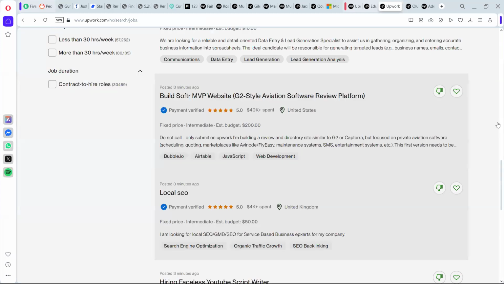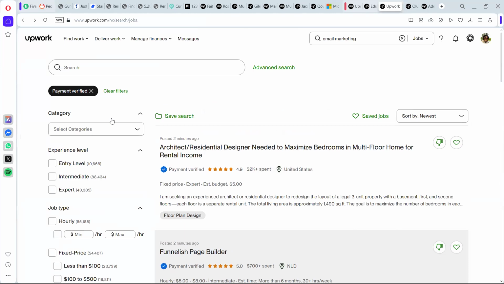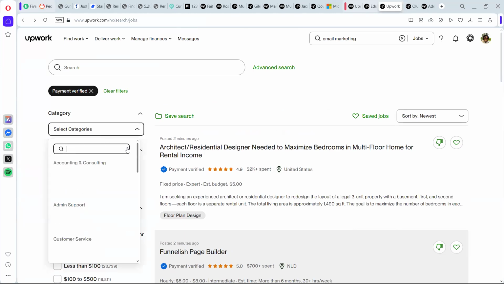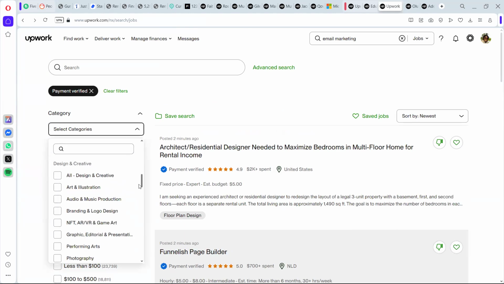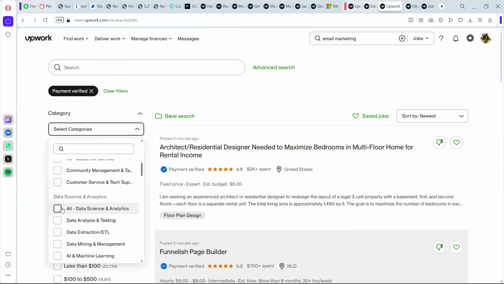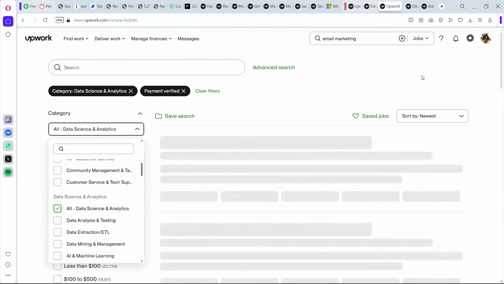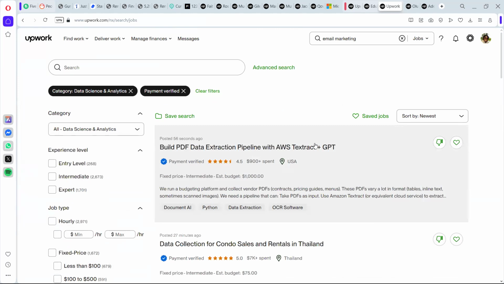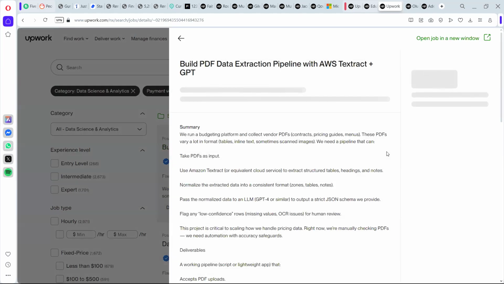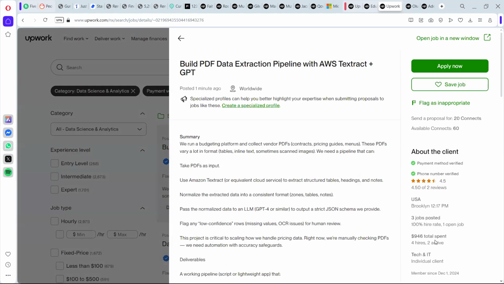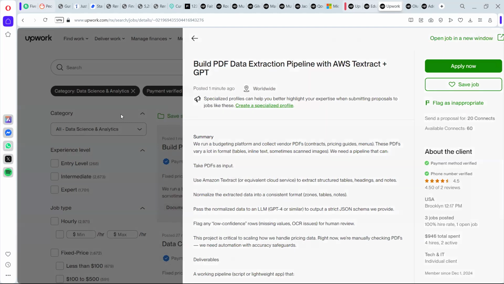Let's go into niche. Let's niche down and check different categories. Maybe we'll do data analytics, the data science and analytics category. So let's just look for jobs in data science. Let's see the hire rates, the about the client. This one is 100%.